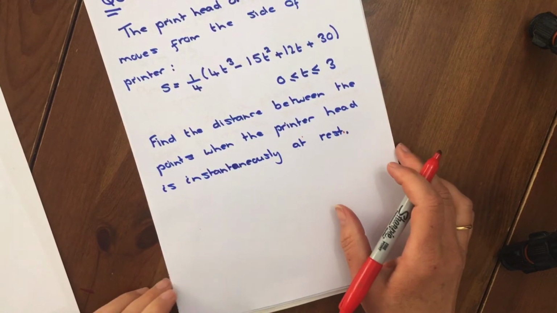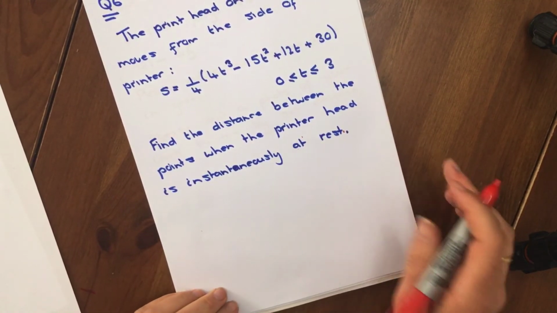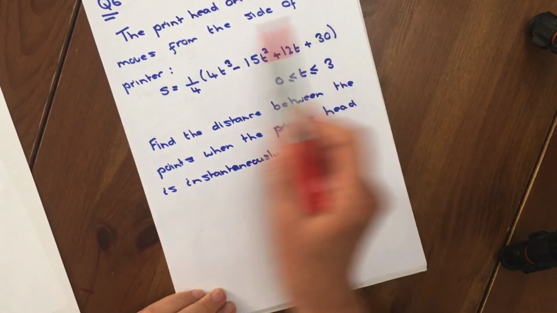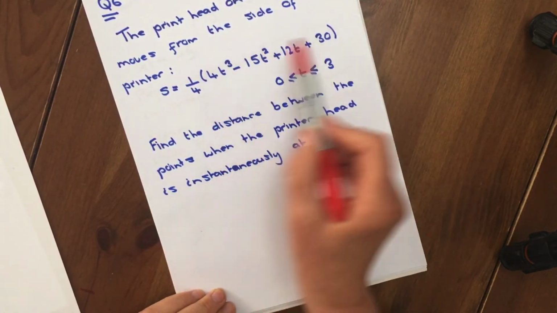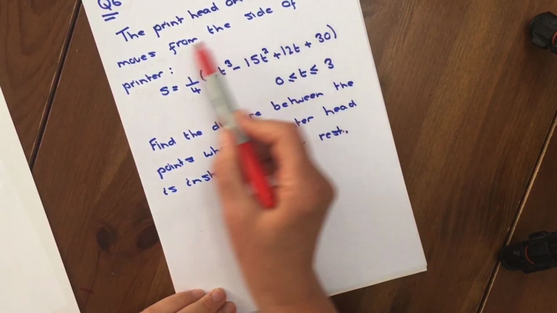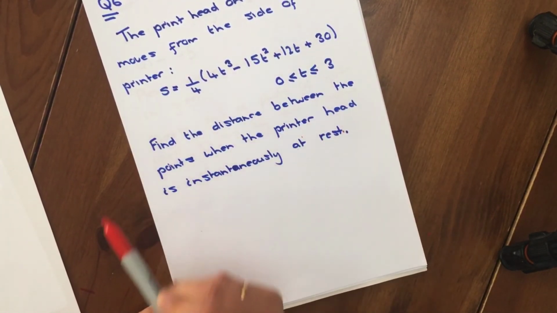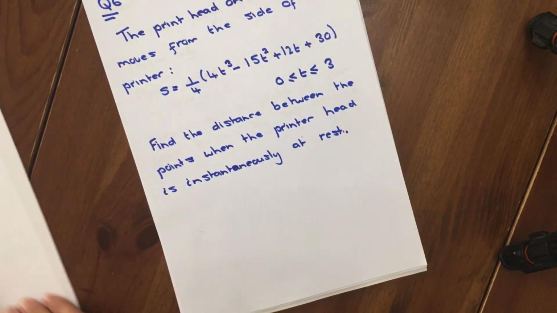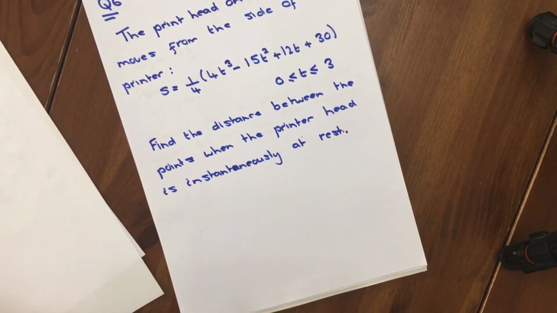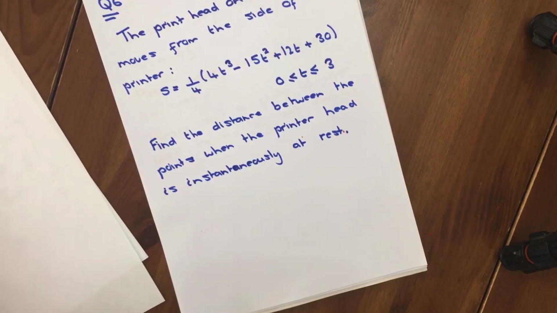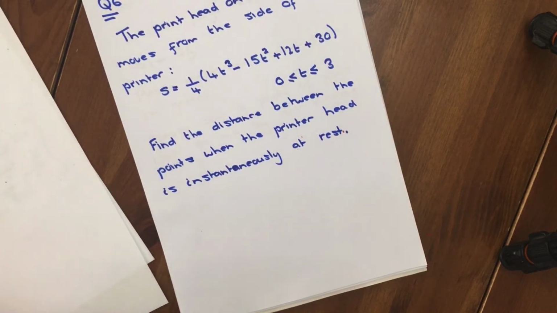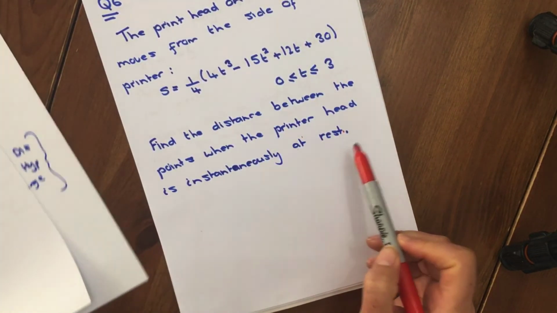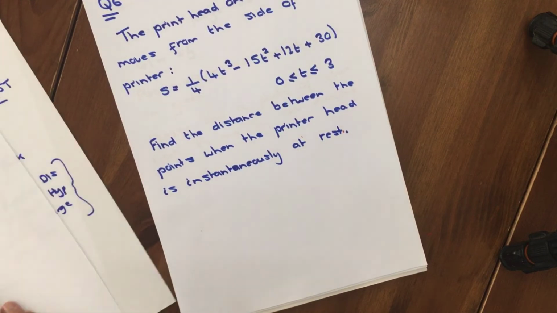Okay, well done for having a go at question 6. You've got a printer, and the printhead is moving from side to side of the printer like this. This is your cubic equation for S with respect to time t, and you want to find the distance between the points when the printer head is instantaneously at rest.